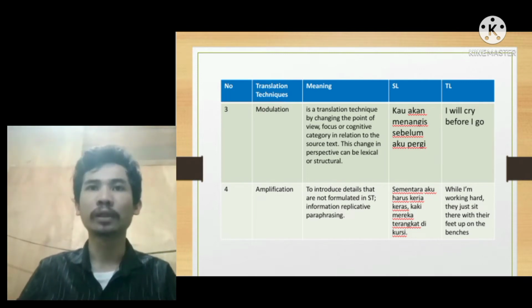Amplification is to introduce details that are not formulated in the information, replicative paraphrasing. The example in source language is "sementara aku harus kerja keras, kaki mereka terangkat di kursi", and the target language is "while I working hard, they just sit there with their feet up on the bed".